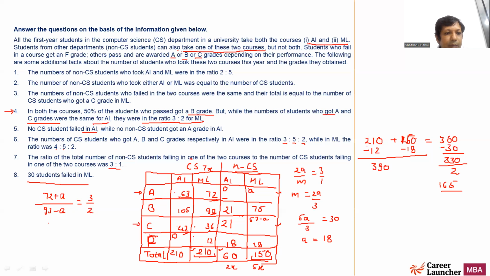Okay, so I'm just cross multiplying, so I'm going to get 144 plus 2A, that is equal to 3 times this, which comes out to be 279 minus 3A. So from here I'm going to get 5A, and that's equal to 135. So A comes out to be 27. So I have 27 people over here, 30 people over here, and that's it. My table is completed. Now I can answer all the questions.